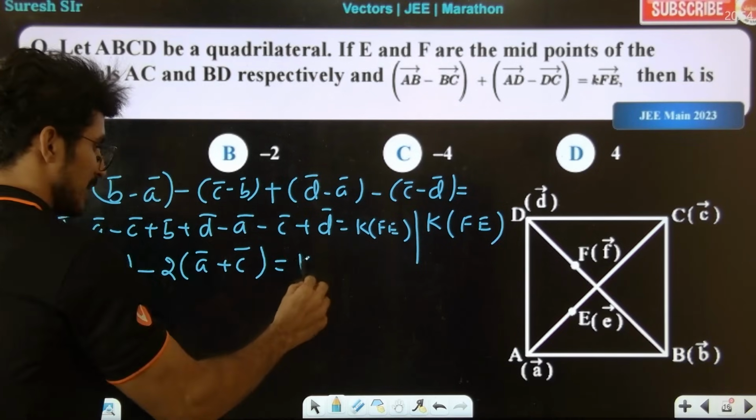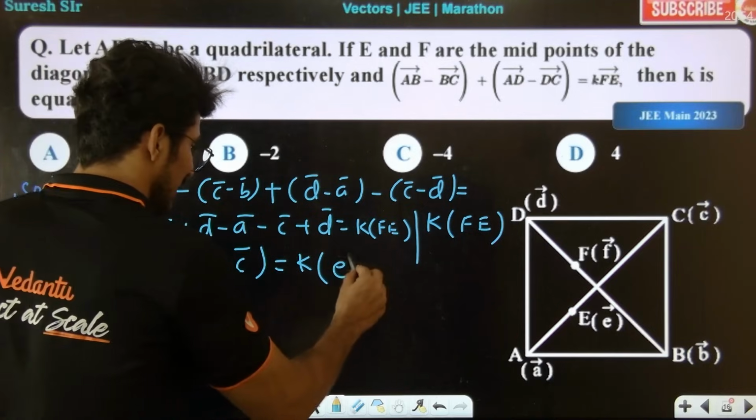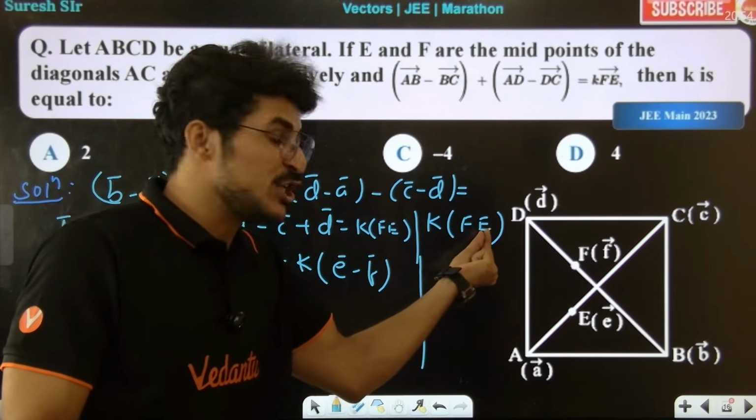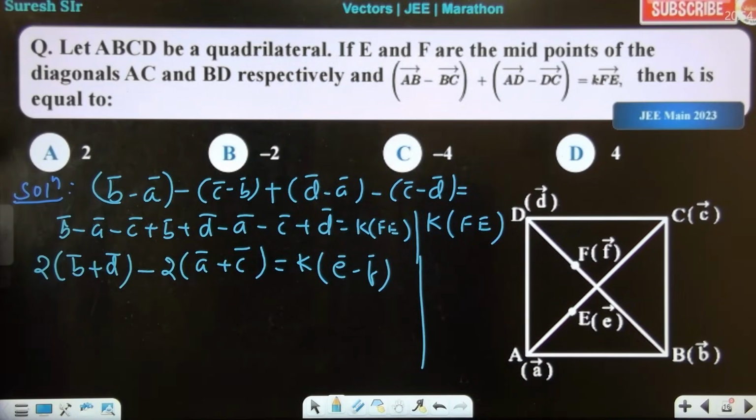Is equal to what? K times of F. F is what here? FE means what? E vector minus F vector. FE means position of E vector minus F vector. So E minus F. That is how I can write this. Very simple.